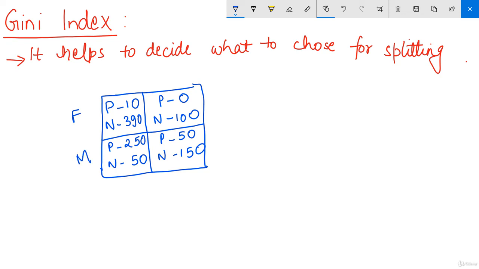I'll just write everything. I would request you guys to also write each and everything here with me. It might look complicated right now, but it is not at all complicated. Trust me. Okay, so this is what I want to explain.